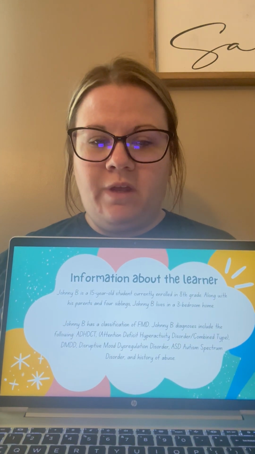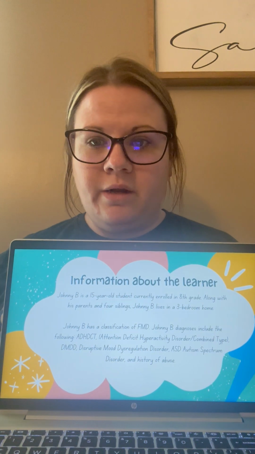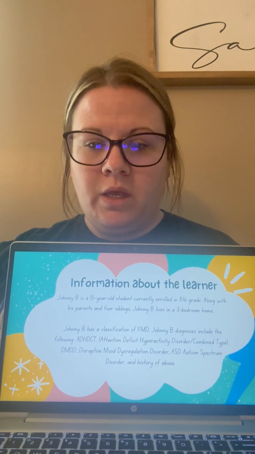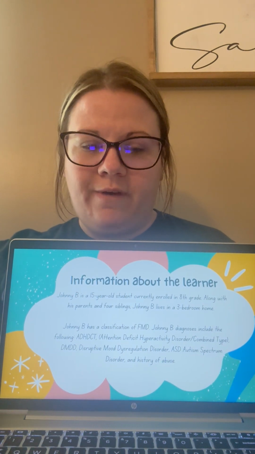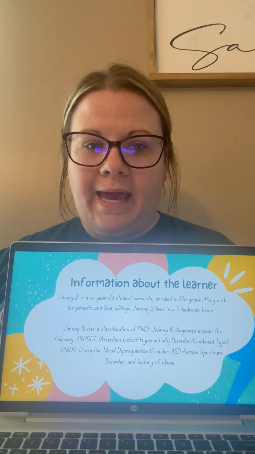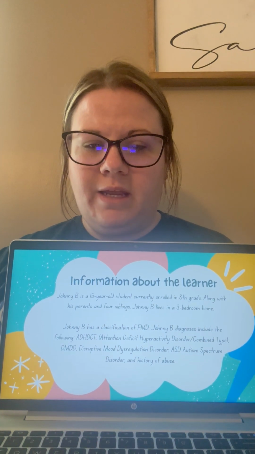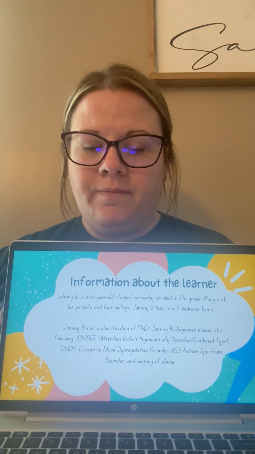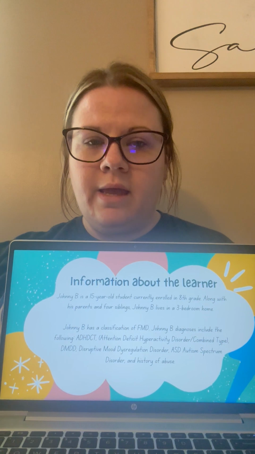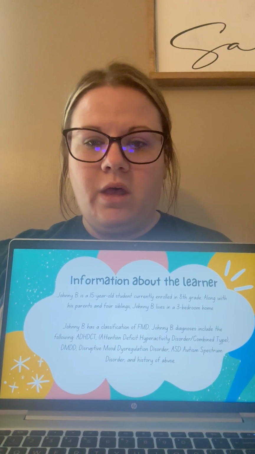Johnny B is a 15-year-old student currently enrolled in 8th grade. Along with his parents and his 4 siblings, Johnny B lives in a 3-bedroom home. Johnny B has a classification of FMD. Johnny B's diagnoses include the following: ADHD, Attention Deficit Hyperactivity Disorder, combined type; DMDD, Disruptive Mood Dysregulation Disorder; ASD, Autism Spectrum Disorder; and a history of abuse.